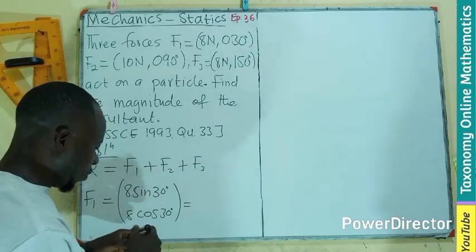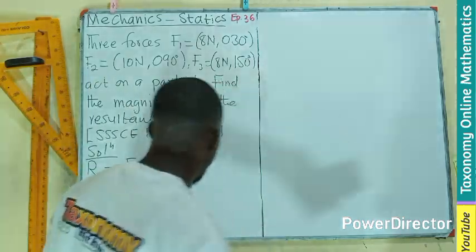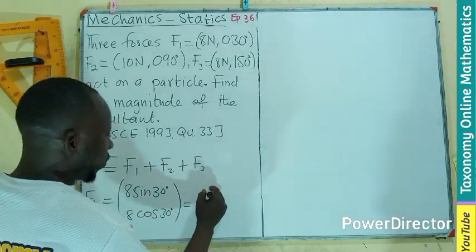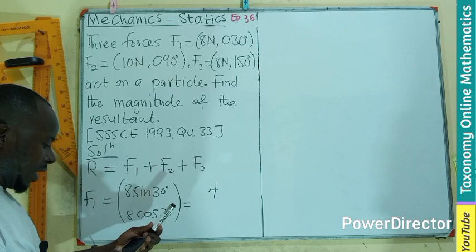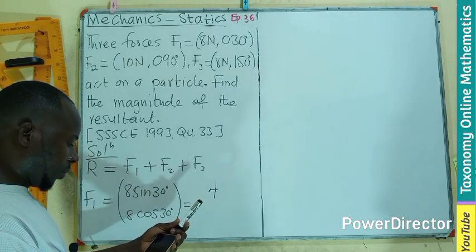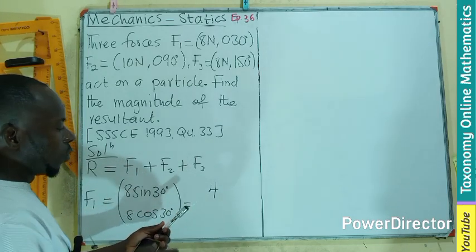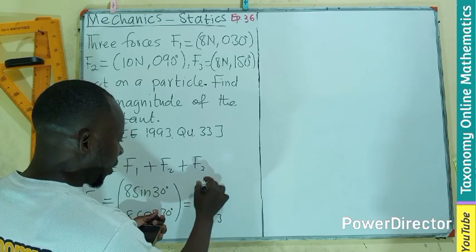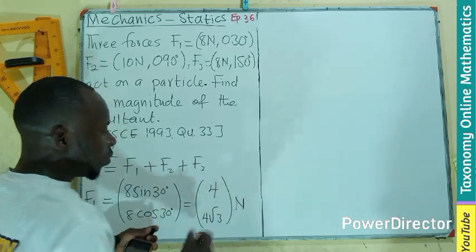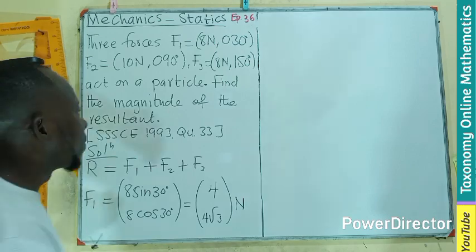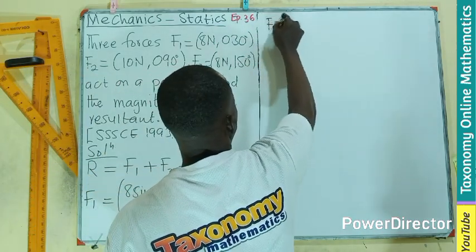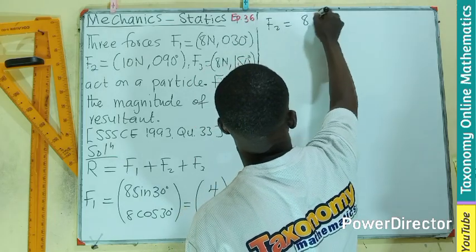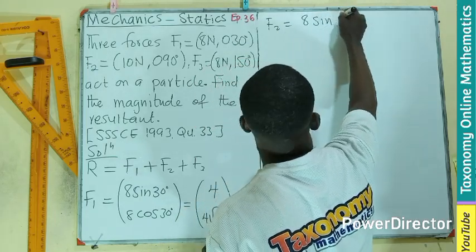8 sine 30, then 8 cos 30 degrees. Resolve this into decimal values: 8 sine 30 will give you 4. Then 8 cos 30 will give you, let's deal with the 4 root 3. And this is the force, so we indicate Newton.